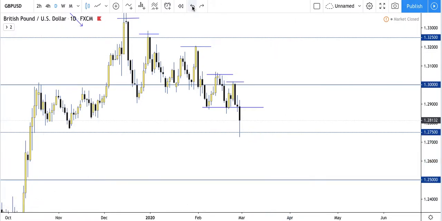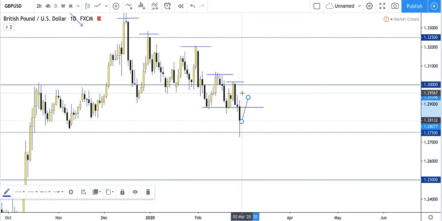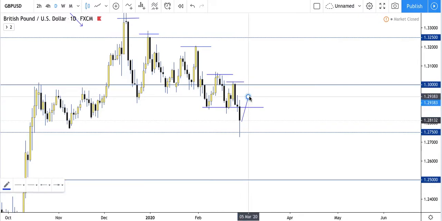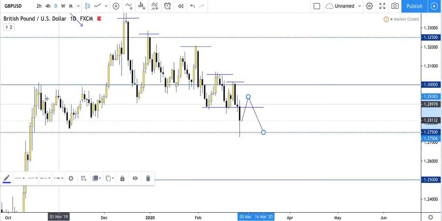Now, our second scenario is that price pushes up to the upside, forms another lower high formation, and then we can execute a trade opportunity once we see a rejection happening, a bearish engulfing, a bearish shooting star, whatever it might be. Then we can enter a sell position back towards 1.275.